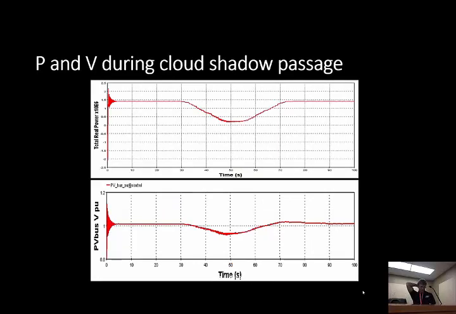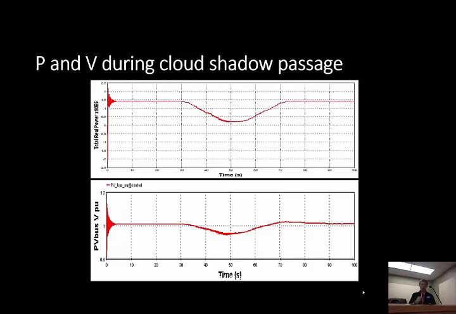Here is the output power from a PV plant and the voltage at the PV plant's point of interconnection during the passage of a cloud shadow. The top plot there shows the output PV power. This is a 1.4 megawatt PV plant. So you can see it's cruising along right about 1.4 megawatts before the cloud comes. Then we get the shadow passing over the array. It ramps down to approximately 20% of its rated output power. Cloud moves away and it ramps back up.